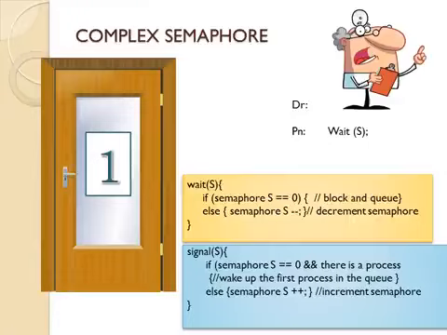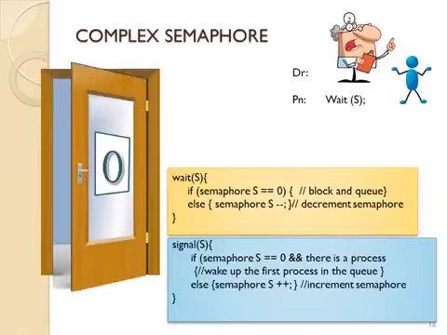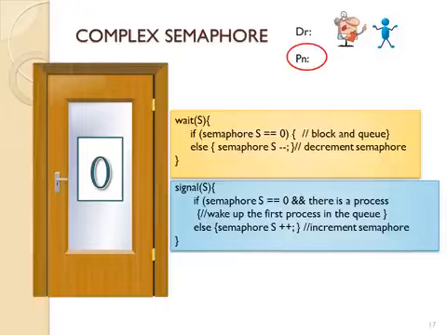If S is equal to 0, I block and queue. If it's not equal to 0, I'm going to decrement. So the patient here is going to decrement it to 0 and will be in there with the doctor. So now PN is in there with the doctor, and there's a 0 on the door, which indicates that the doctor is busy and not available.